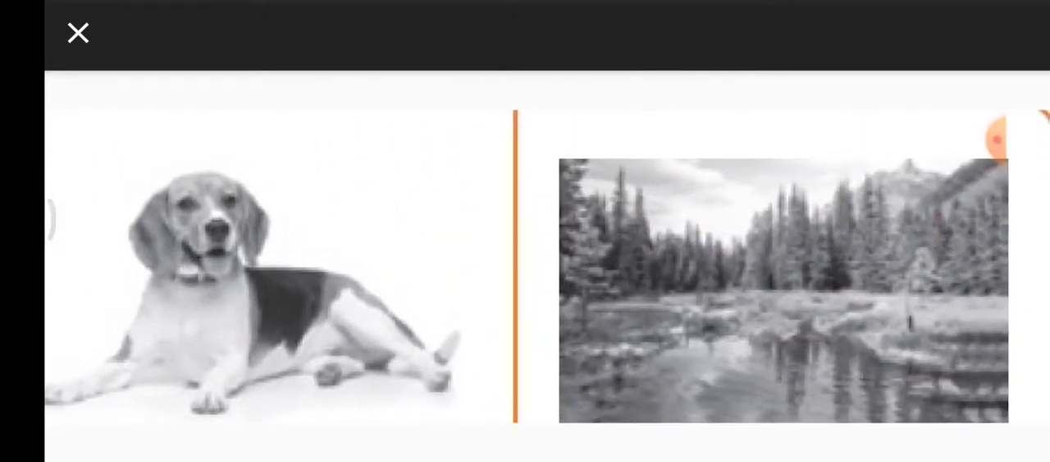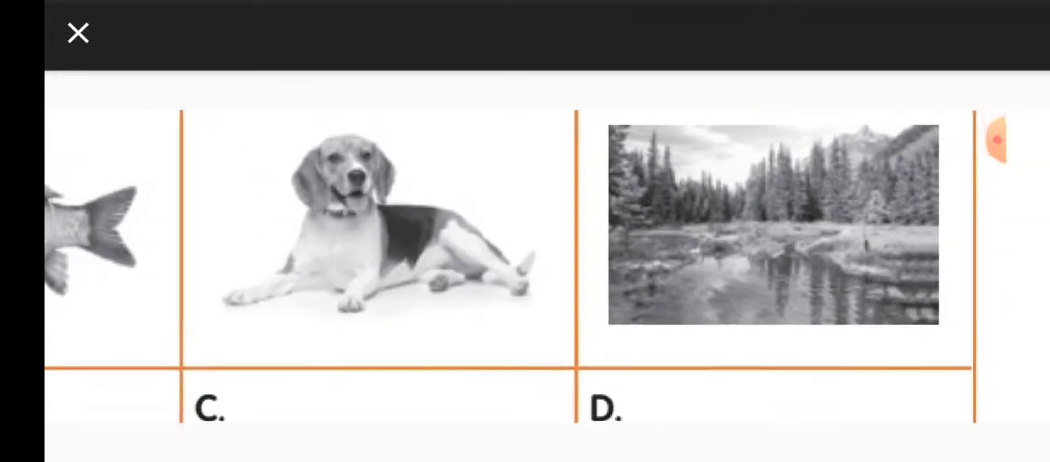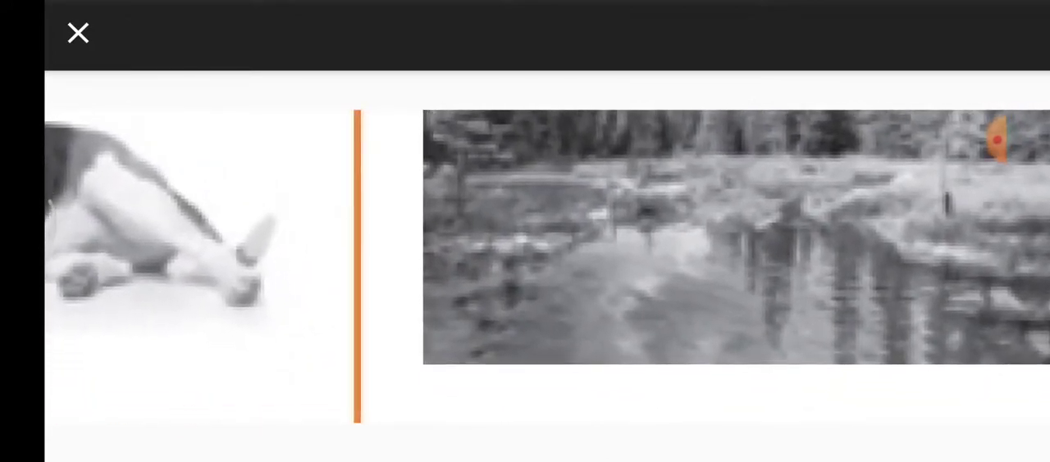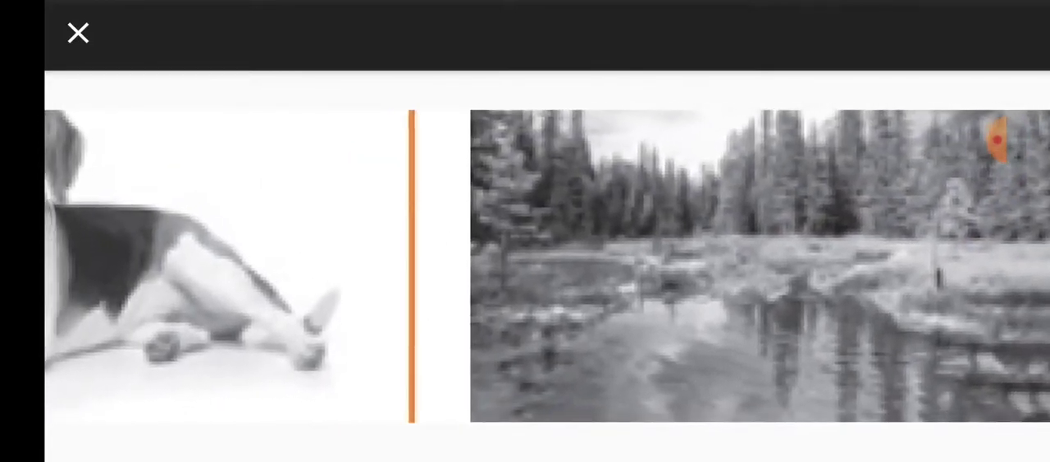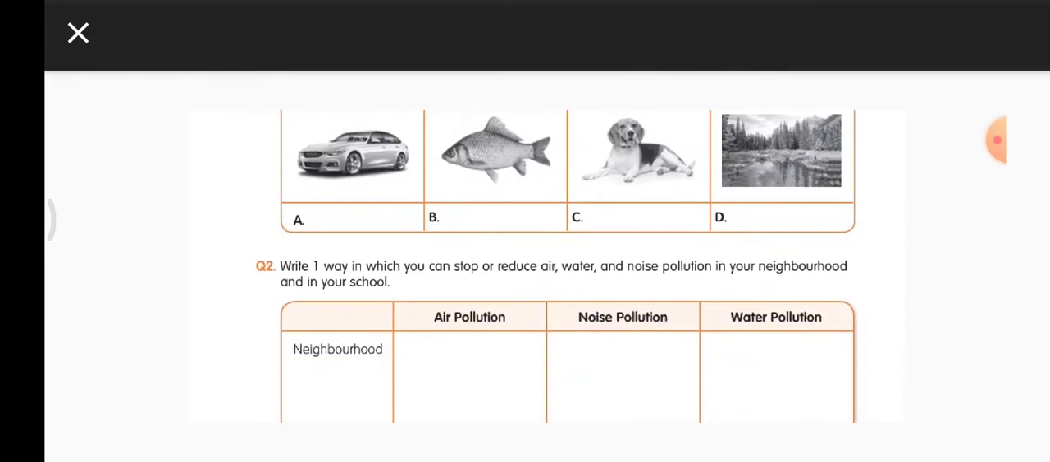The third picture is water bodies. Yes, because of pollution, water bodies are also getting polluted, right? The chemical waste enters the water bodies. It makes the water dirty and we can't drink that. So leave the car, and tick fish, dog and water bodies.